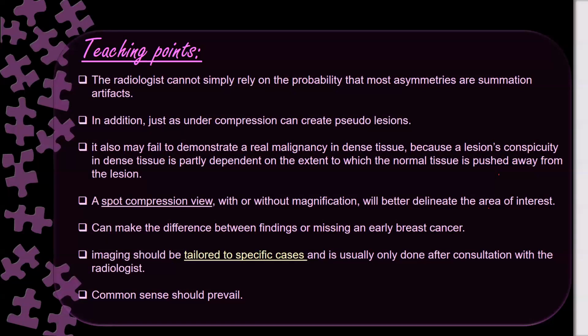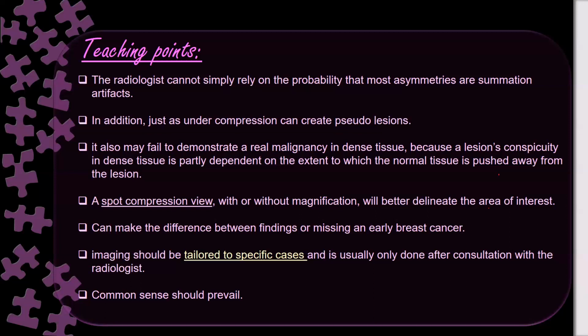So the teaching points from the part of the lecture discussed above are that the radiologist cannot simply rely on the probability that most asymmetries are summation artifacts. We have seen a lot of asymmetries representing evolving cancer, and under-compression can create pseudo lesions also. We have to keep this in mind. It might also fail to demonstrate real malignancy in a case of advanced disease, and it might obscure small cancer.